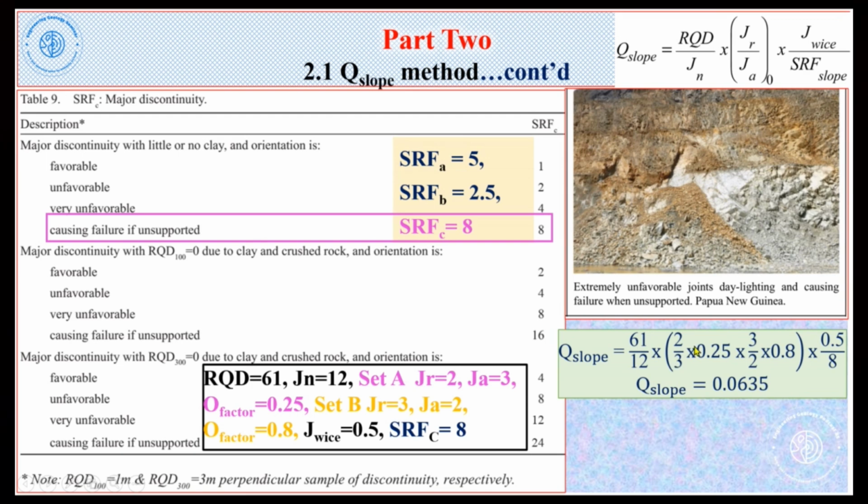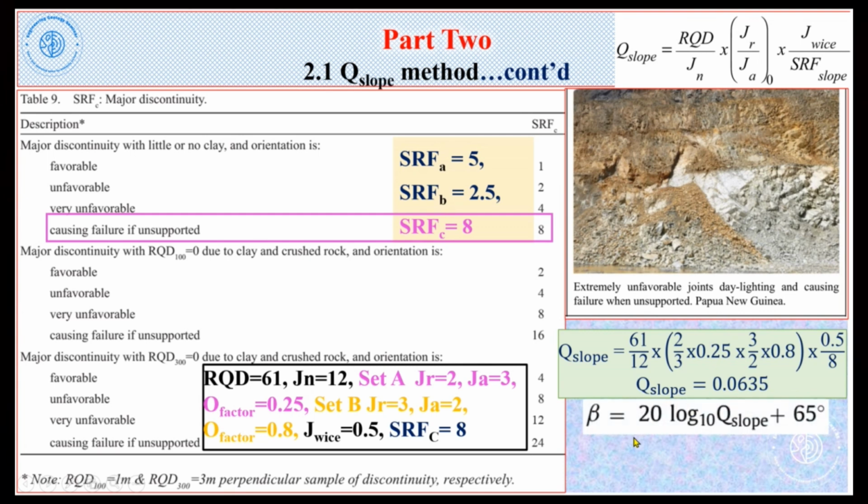2 over 3. 2 is what? 2 is JR, JR is 2, and 3 is JA. 2 over 3 times O factor is 0.25 for joint set B. So this one is finally 0.5 divided by 8, where 0.5 is JW, and 8 is stress reduction factor C. So finally we will get the Q slope value, which in this case is 0.635.